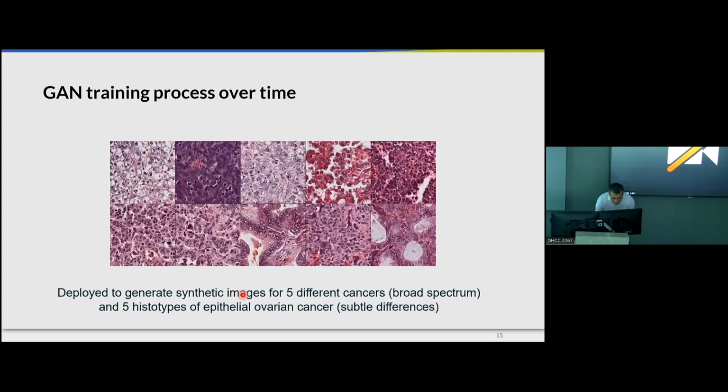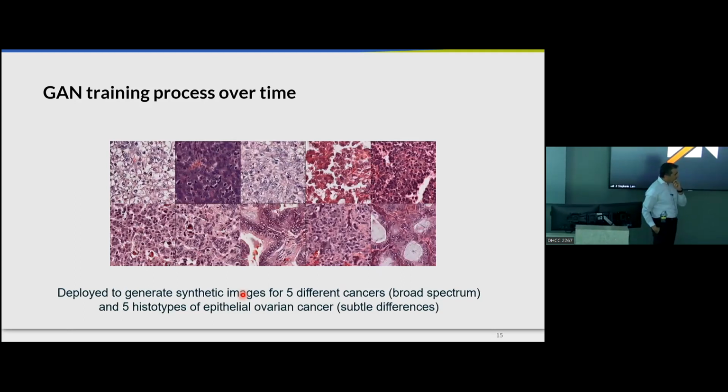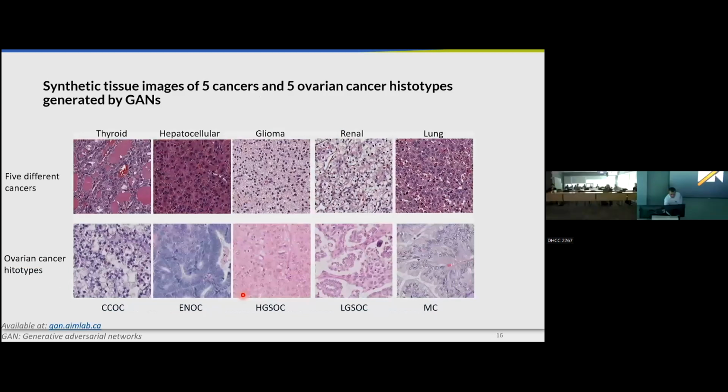But so we did this, as I mentioned in my first slide, we actually applied this to 5 different cancers and also 5 histotypes of ovarian cancer. We wanted to show that we can do it on 5 different cancers that really have different morphologies. They look quite different. We can do that. And even if we do it on 5 histotypes of ovarian cancer that are closer, we can still do that. So that's what we did.